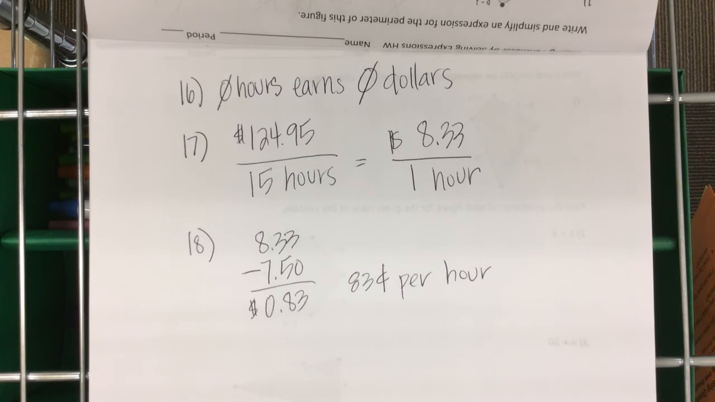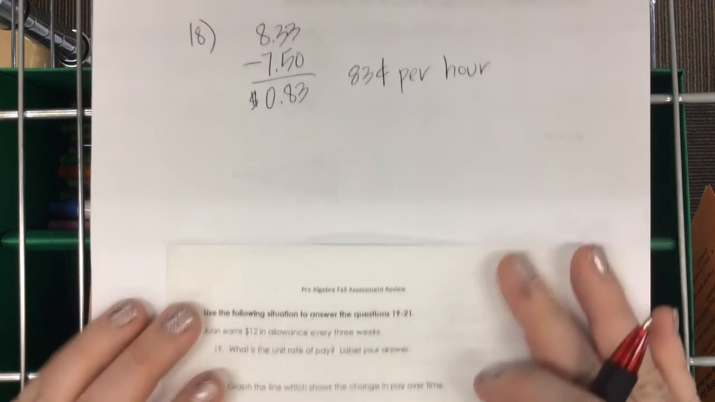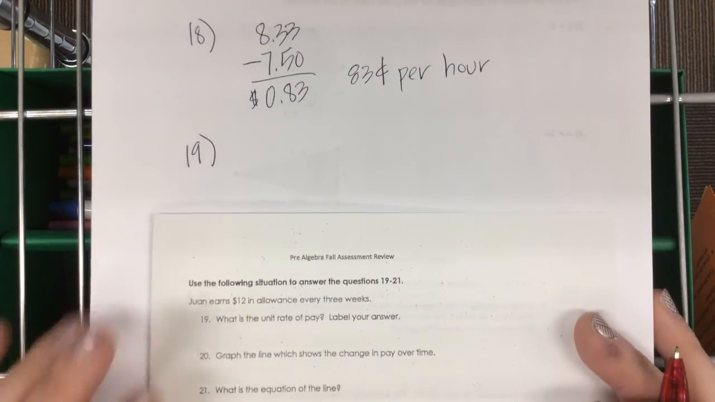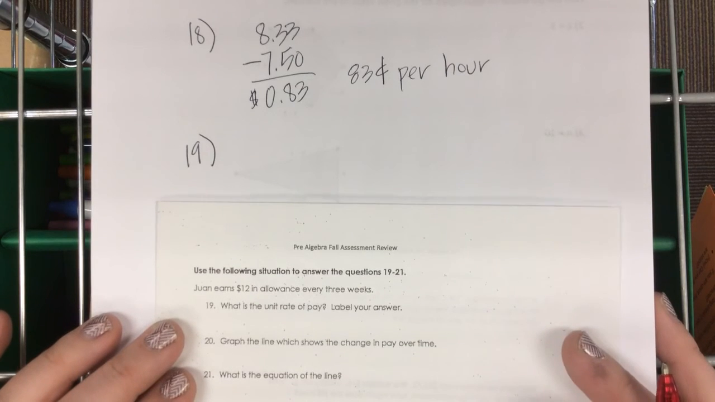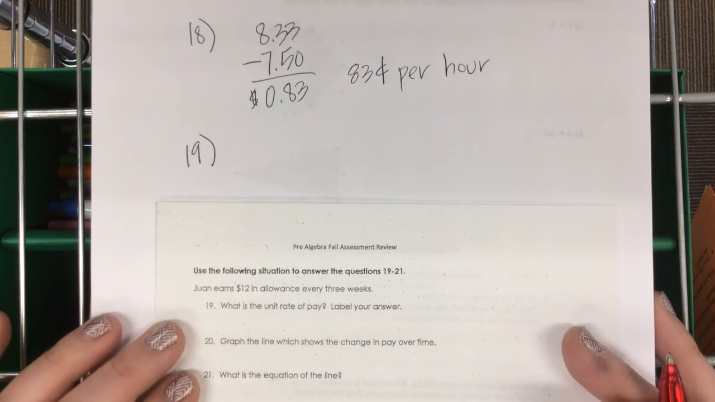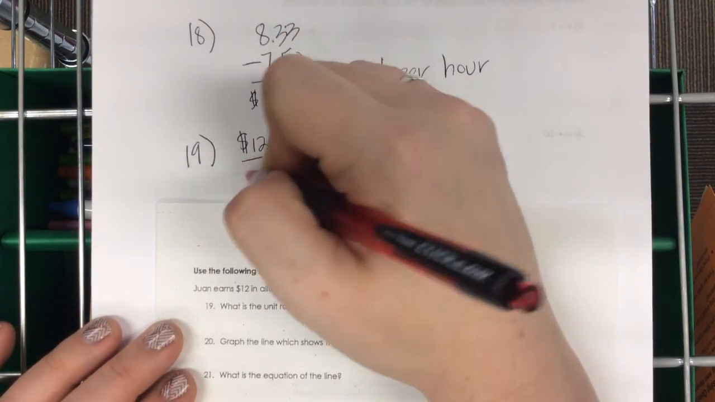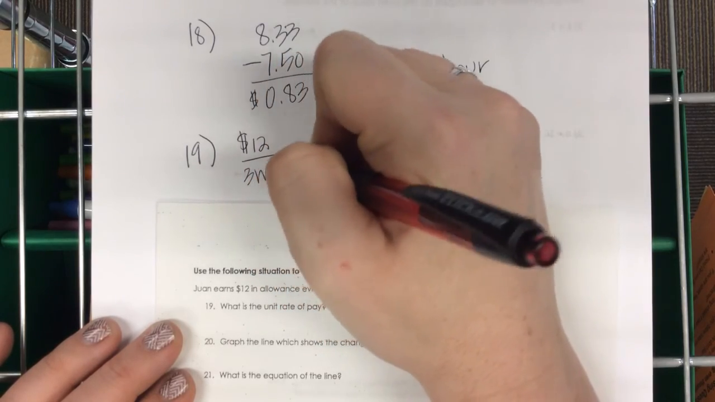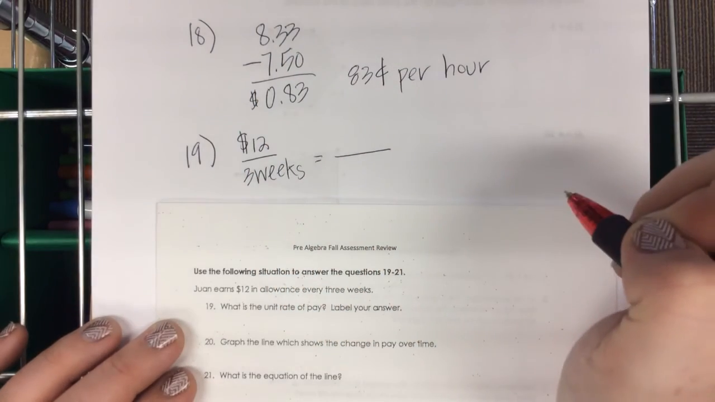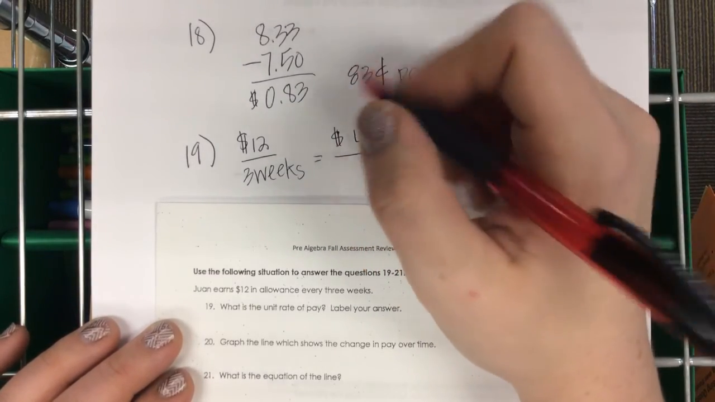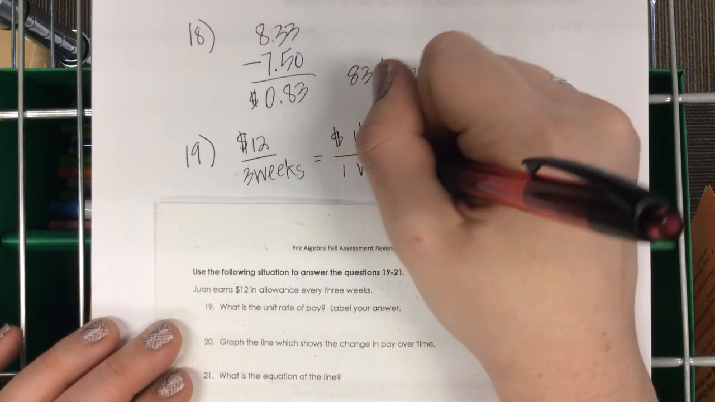All right, and then 19, 20, and 21. It says, Juan earns $12 allowance every 3 weeks. What is the unit rate of pay? 12 over 3, or 4 over 1. $12 every 3 weeks. So the unit rate is what? $4. For 1 week.